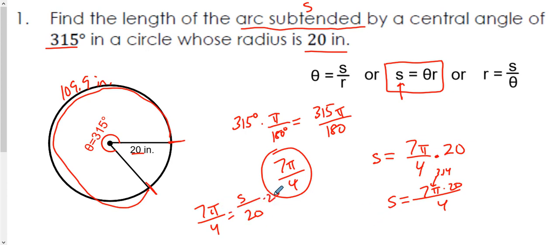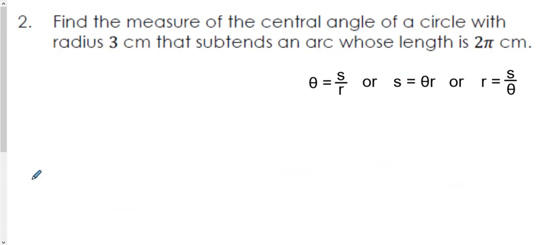Oh, yeah, I got to multiply both sides by 20. And you end up with the same thing that we just did right here. So it's just a little bit faster to pick the version that's already set up. So without a picture this time, find the measure of the central angle of a circle with radius 3 centimeters that subtends its arc whose length is 2 pi centimeters.